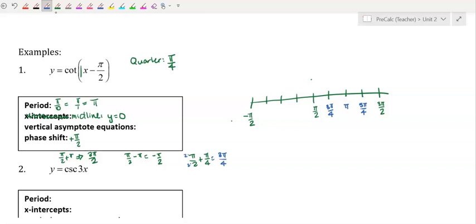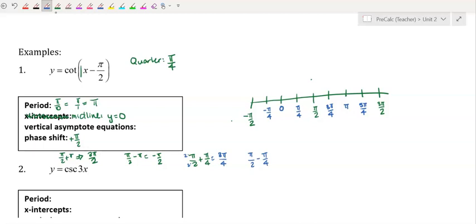And then I'm going to go backwards. I'm going to go the other way. So I'm going to go from pi over 2, and I'm going to subtract pi over 4. So same thing, 2 pi over 4 minus pi over 4 is going to get me pi over 4 right here. And then I'm going to subtract pi over 4 again, and then now I'm going to get 0. Then I'm going to get negative pi over 4. And then I would get negative 2 pi over 4, which reduces to negative pi over 2. So I've got all of my values right there for my x-axis.